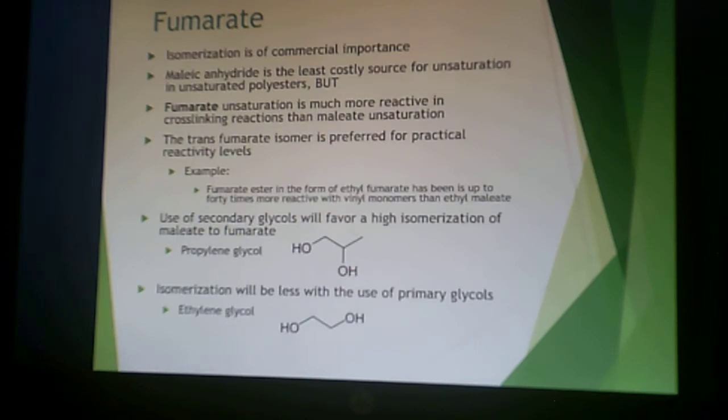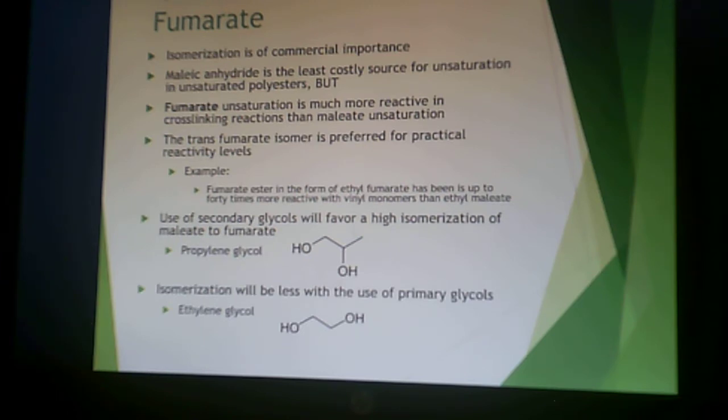Well, using maleic anhydride is less costly, but you want that fumarate unsaturation. So you can use propylene glycol to favor a high rate of isomerization. And when you have the trans fumarate isomer, you get more reactivity across the double bond. So they did an example study. The fumarate ester in the form of ethyl fumarate was 40 times more reactive with vinyl monomers than ethyl maleate. So the fumarate ester is 40 times more reactive. So that's why you want the fumarate functionality.